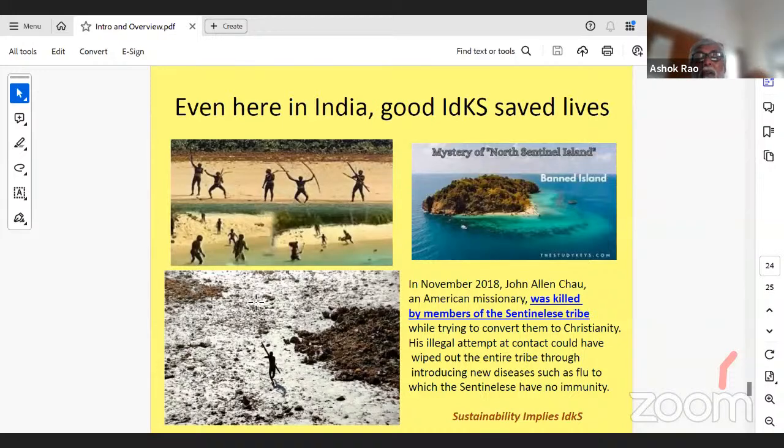Okay. The other interesting thing is in November 2018, John Allen Chau, an American missionary, was killed by members of the Sentinelese tribe while trying to convert them to Christianity. His illegal attempt at contact could have wiped out the entire tribe through introducing new diseases such as flu, to which the Sentinelese have no immunity.